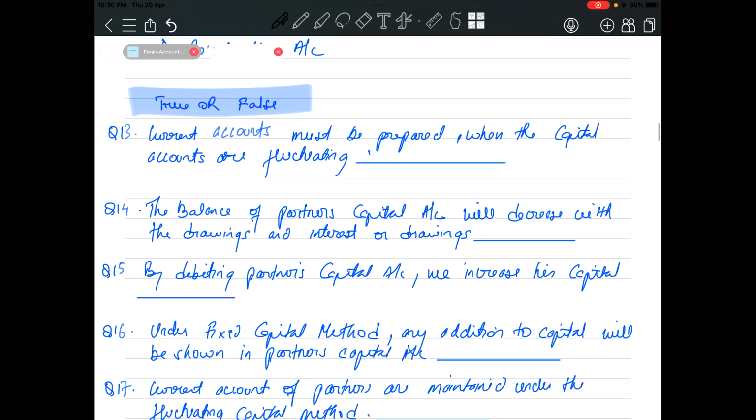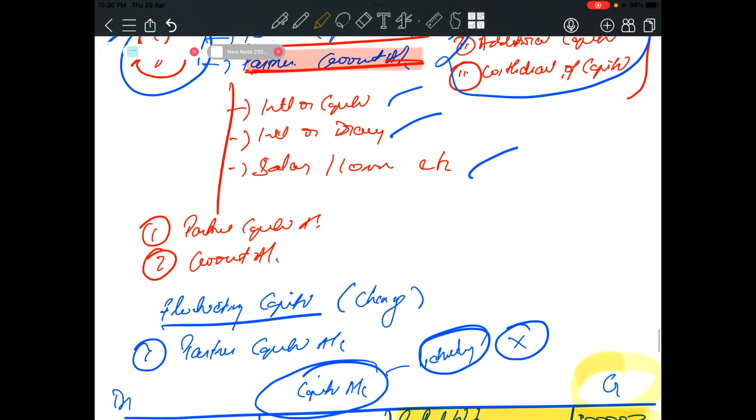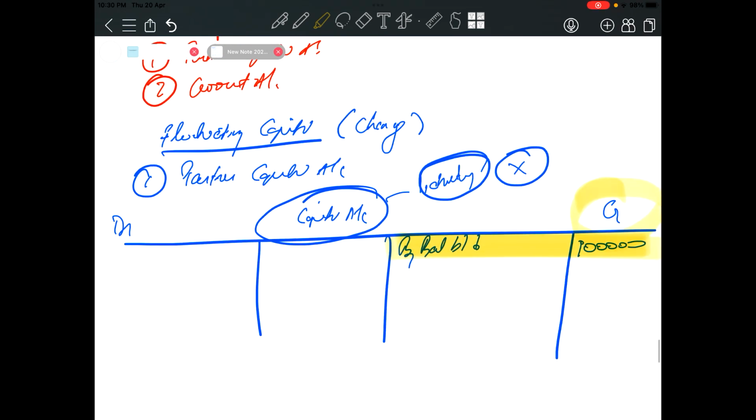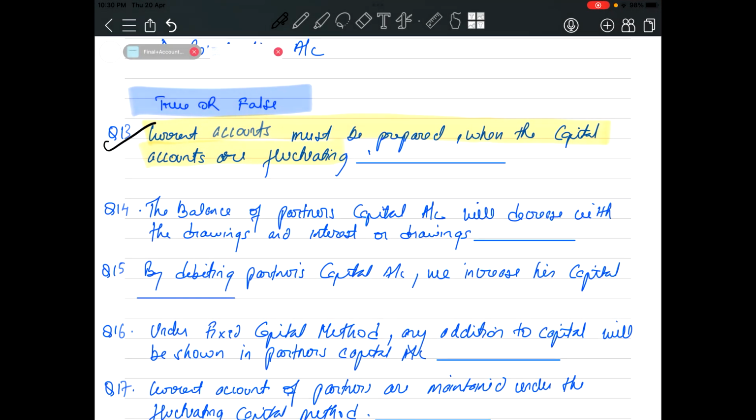Now true and false. Let's try to solve some true and false. Now question number 13. The current account must be prepared when the capital accounts are fluctuating. Is this true? See, I've told you, when a fluctuating capital account is maintained, we will only prepare the partners' capital account. So what will be the answer? This will be false.